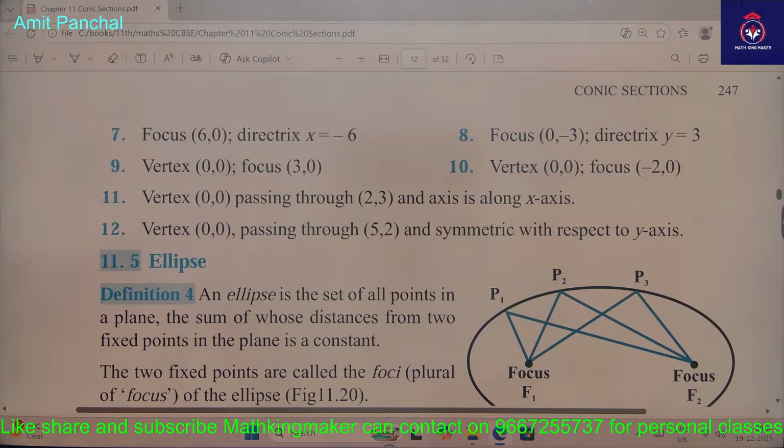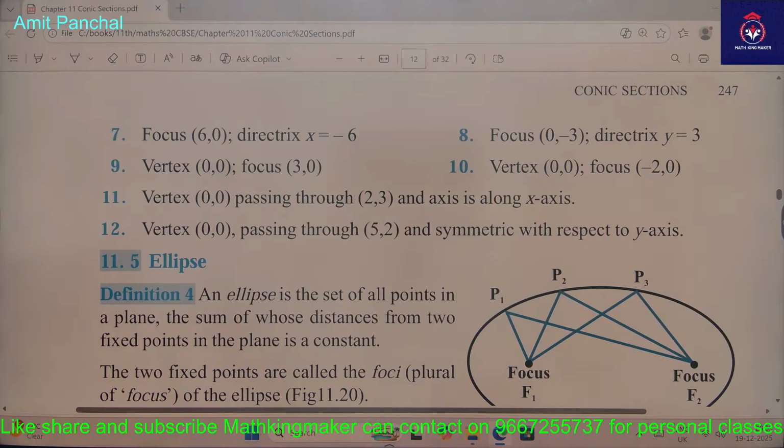On x-axis. 5 comma 2, so 2 square equals to 4a x. a equals to, and 4 cancel. a equals to 1 by 5. So is a equal to 1 by 5 in the question? No, it is not 1 by 5. Okay, that's what I messed up. So is it minus 1 by 5? No. It's not 1 by 5.